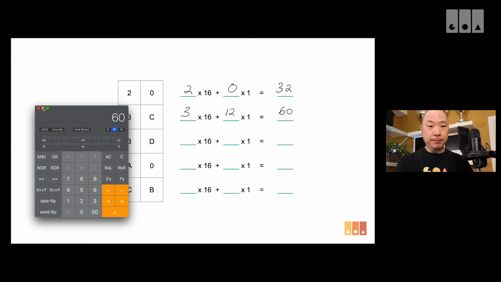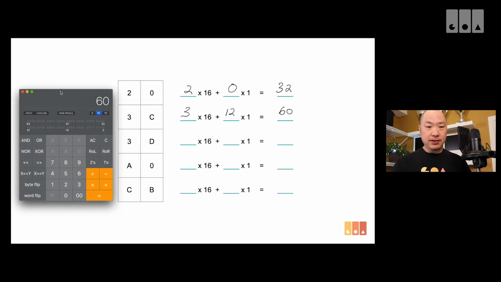Let's do one more. Let's do 3D. 3D is, well, actually, I don't need to calculate this. Because if I know that 3C is 60, then 3D is 1 more than 60, right? So 3D is 1 more than 60, so 3 16ths, and D is 1 higher than C, which is 13. So then this should be 61, right?